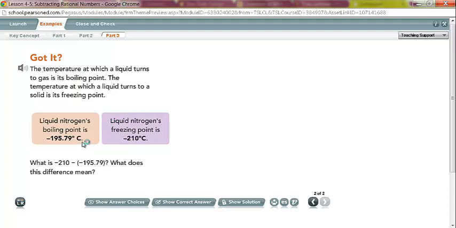Okay, so ladies and gentlemen, one real quick thing. If its boiling point is negative 195.79 degrees Celsius, then that's why we see it as a gas, because we are above 0 degrees Celsius. So we always see nitrogen as a gas, naturally occurring in our atmosphere. Okay, so what is this difference and what does it mean? Go ahead and try working that out. Pause the video.